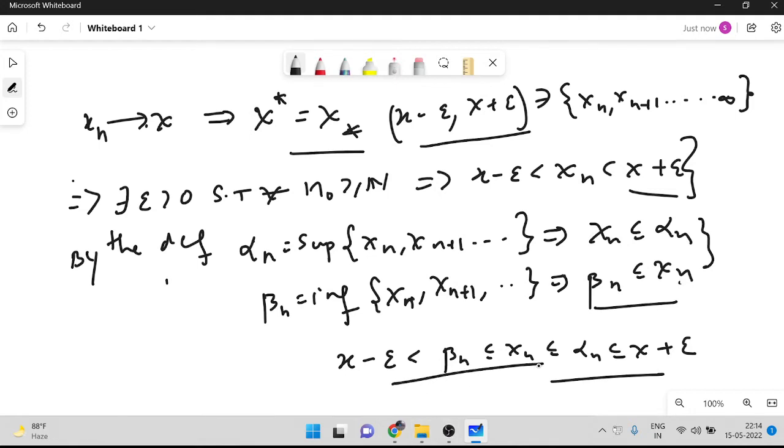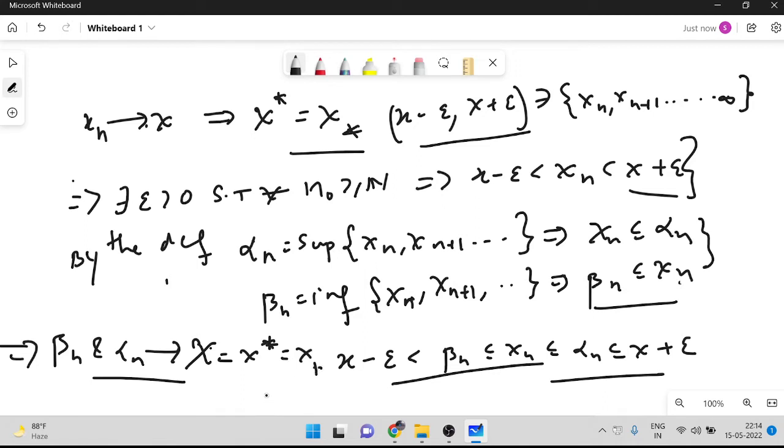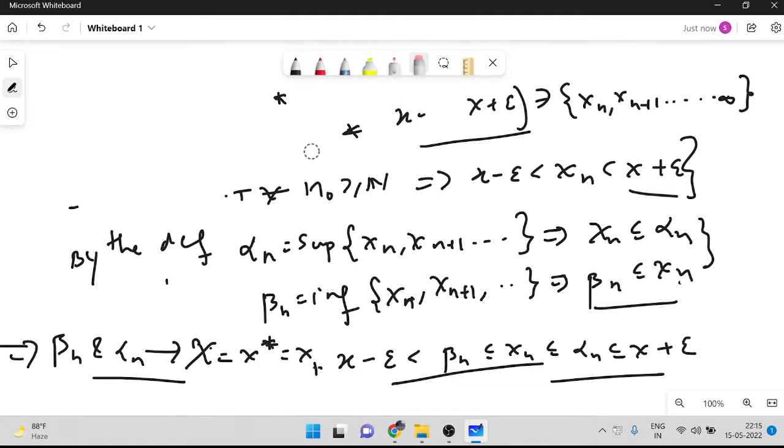So now what do we understand from that? It implies beta n and alpha n are converging and they converge to x, which is basically x star comma x infimum. This is by definition. That's how we proved it.